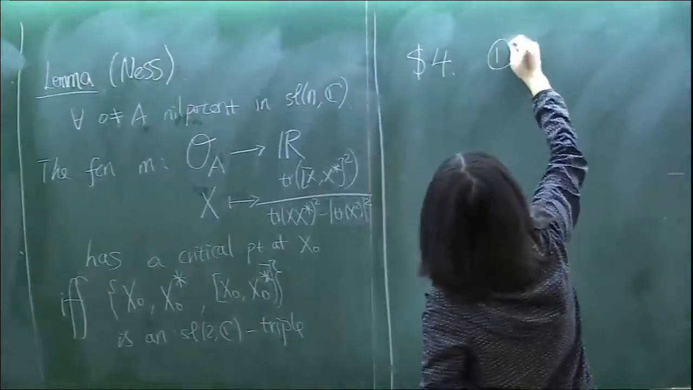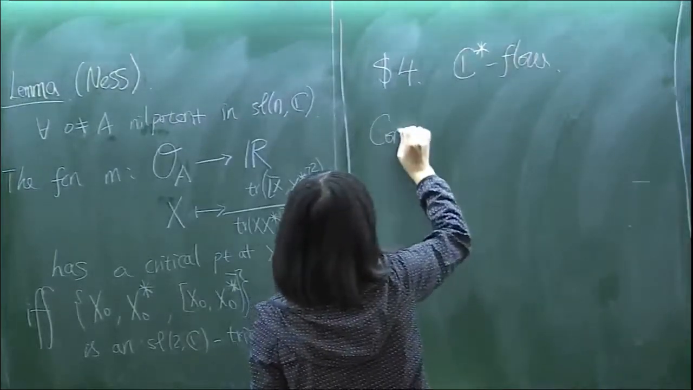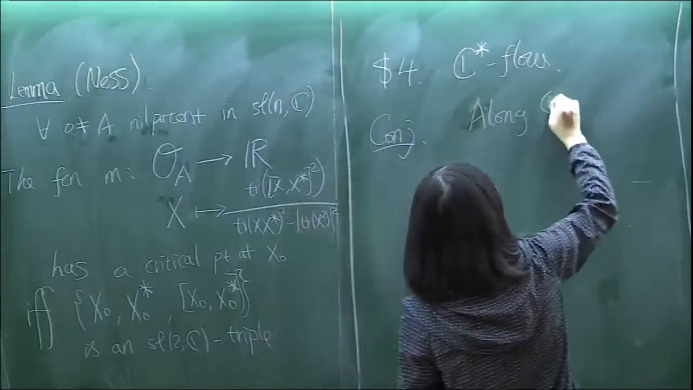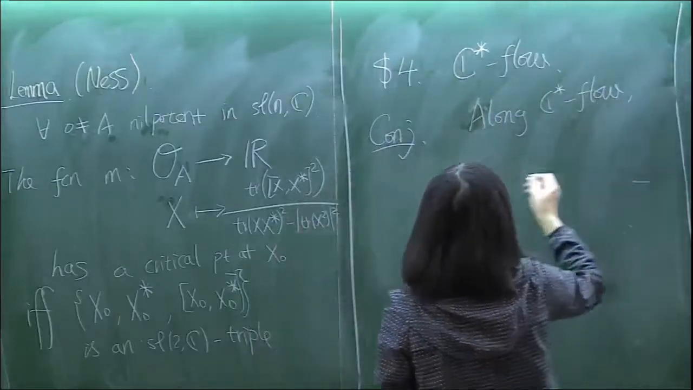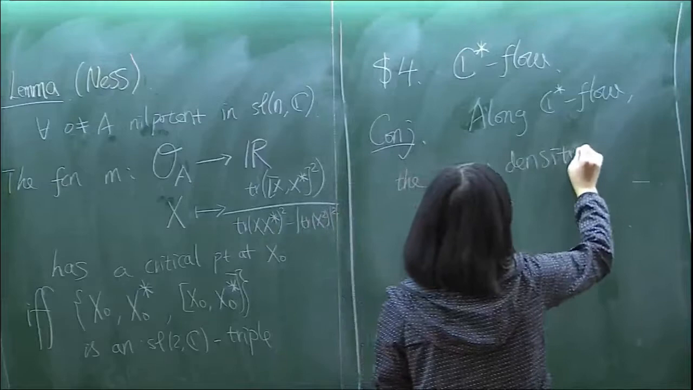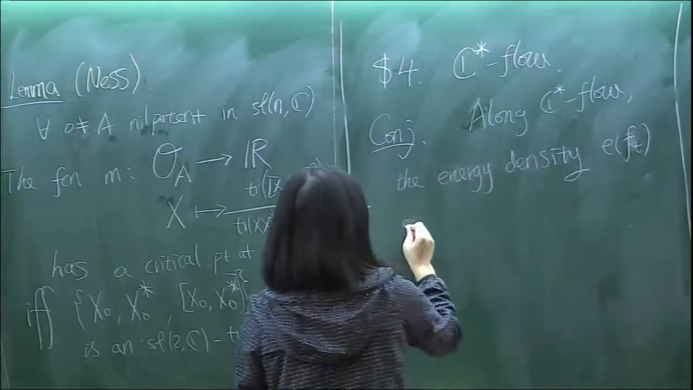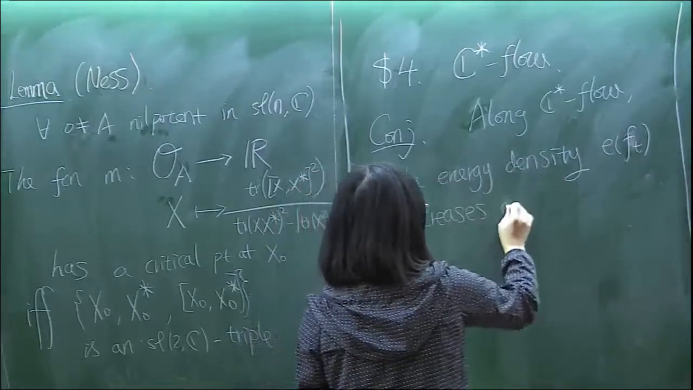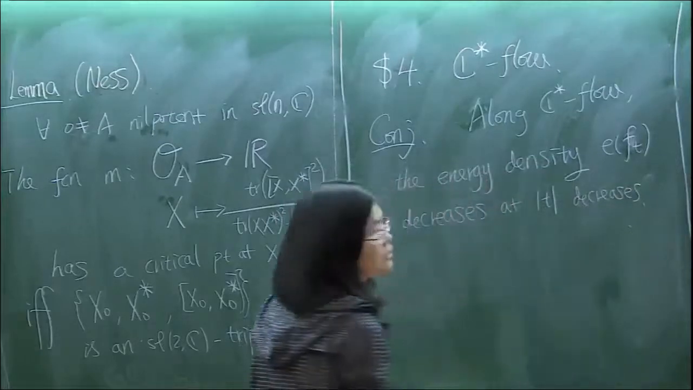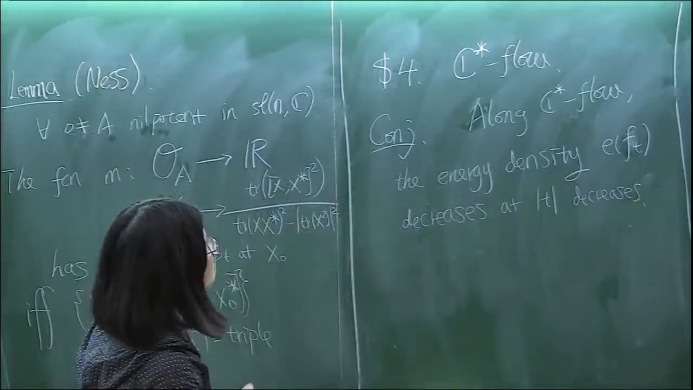Problem 4 is a C-star flow. The conjecture here is for a non-C-star flow: the energy density of associated harmonic maps decreases as the norm of T decreases. So this is a relationship between the harmonic maps and the C-star flow.